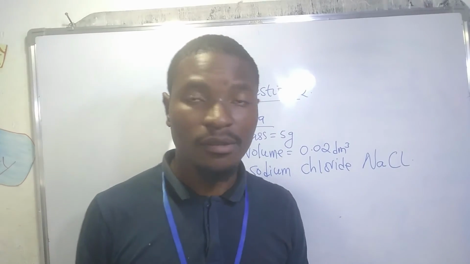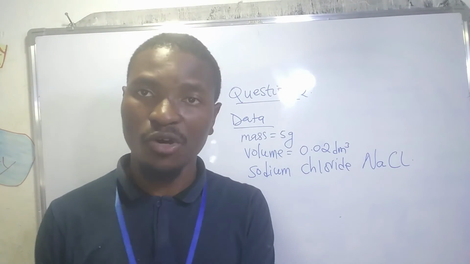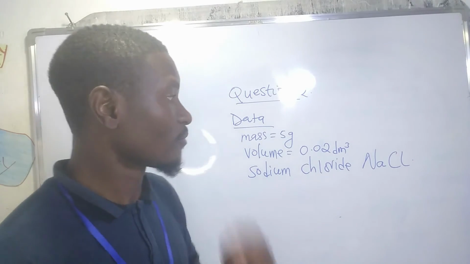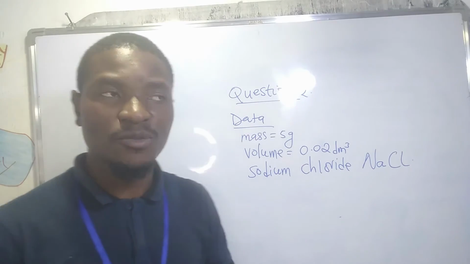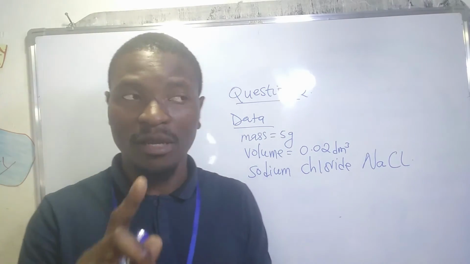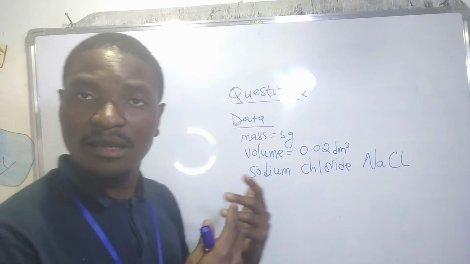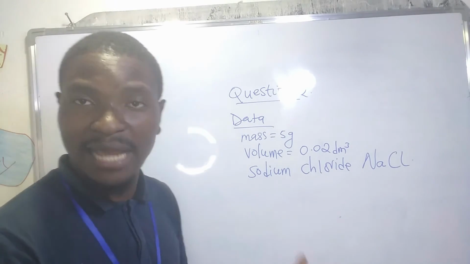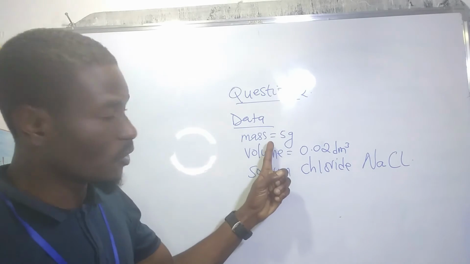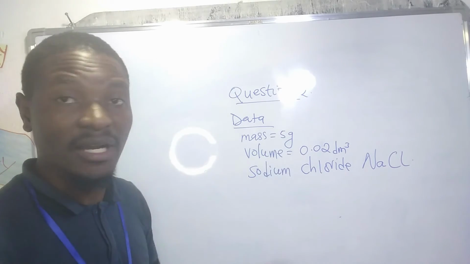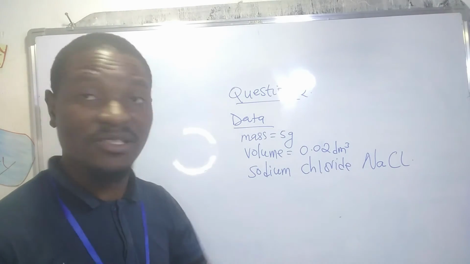Okay, so now we are going to answer question 2 in the form of moles per cubic decimeter. The information that we had was, and by the way, I'm just using the same example that we did. How can we now give out the answer in moles per cubic decimeter? Okay, so we were given that the mass was 5 grams, and the volume was 0.02 cubic decimeters.